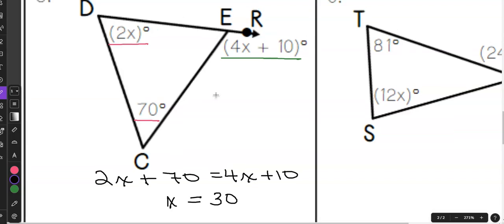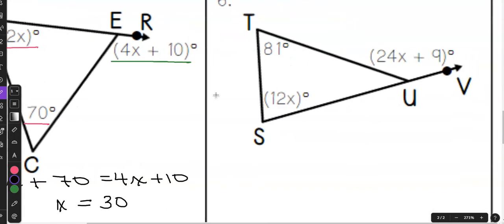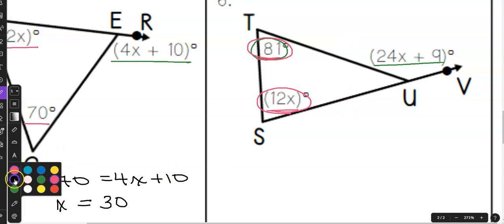Okay, so before we go any further on number 5, I want to look at number 6 and do x on number 6. What I know is 81 plus 12x equals 24x plus 9. As long as you know that, you set up this plus this equals this, what we've got in green. So let's write it exactly like what we just said.